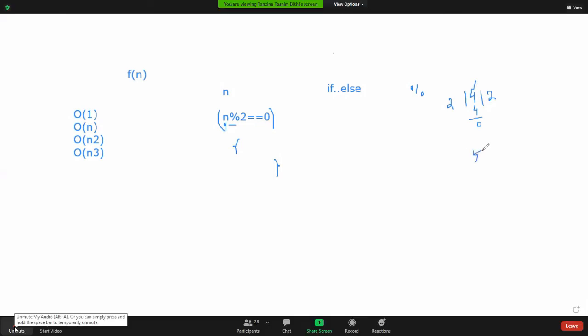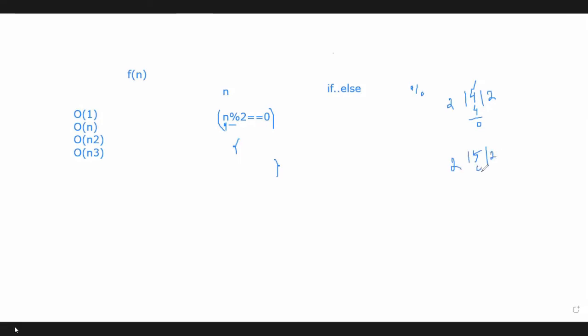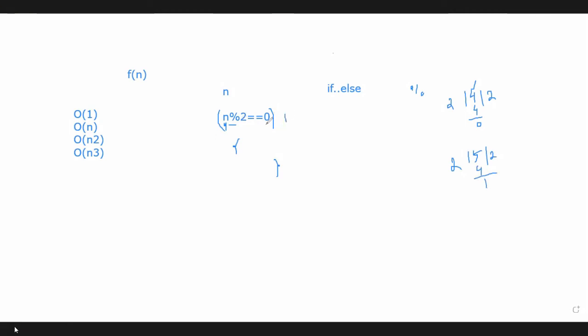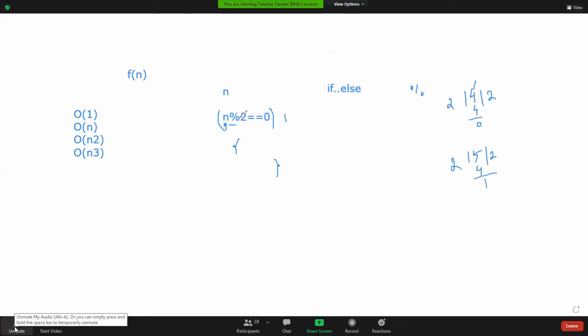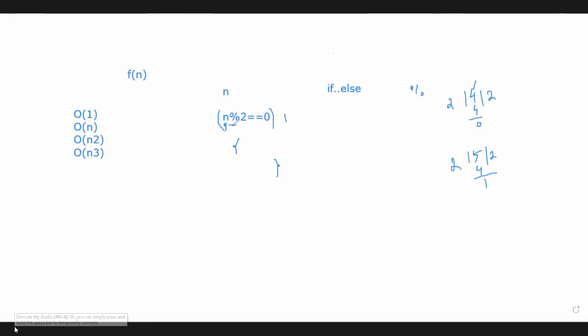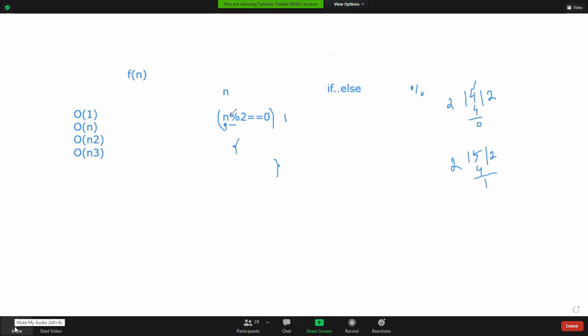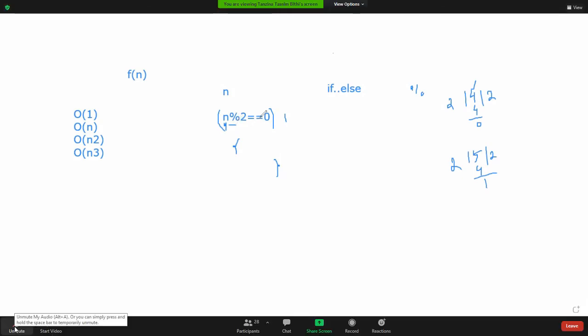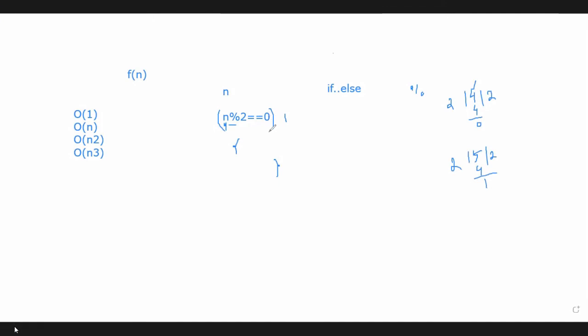And suppose n equals 5. If we divide it by 2, the remainder value will be 1. So 5 modulus 2 equals 1, which is not 0, so the condition is false. That means the number is odd. So in this program, we just have to execute two operations: one is this arithmetic operation, and the other is a comparison operation. After calculating the remainder value, we have to compare it with 0. If the remainder is 0, it's an even number, otherwise odd. So here the number of operations is 2.